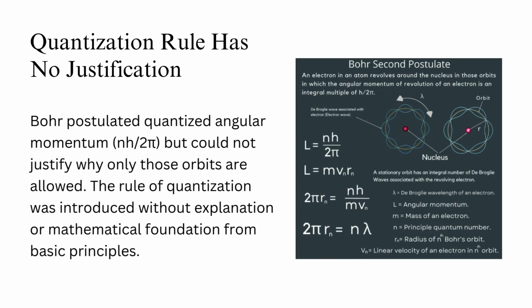Quantization rule has no justification. Bohr postulated quantized angular momentum, nh/2π, but could not justify why only those orbits are allowed. The rule of quantization was introduced without explanation or mathematical foundation from basic principles.